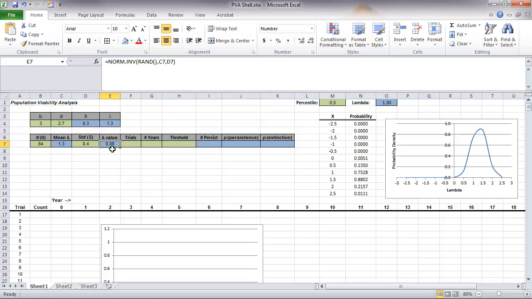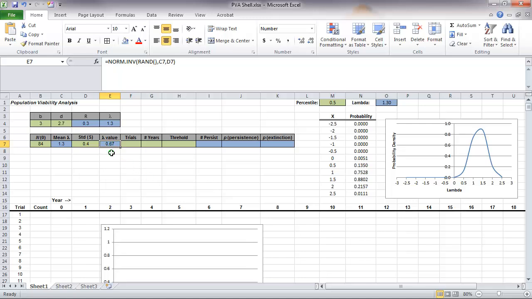Here's a lambda value that we drew. This is just a random deviate that's drawn from this distribution. And we happen to draw a 0.8 because of the random number that was associated with it. If we press F9, here's another random lambda. This one's 1.36, so someplace right around here. Here's 0.94, 0.62, 1.06, 1.79, 0.67, so we're really staying around this main region here. But you'll see if we keep doing this, we'll occasionally get these outer tails.